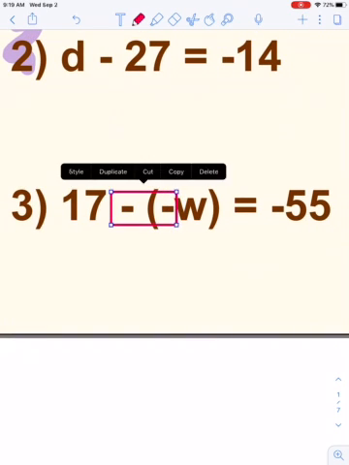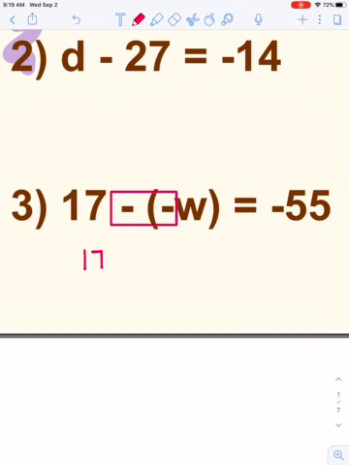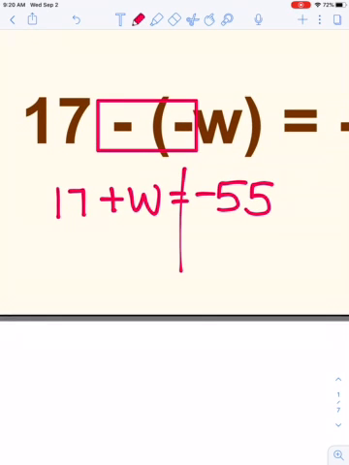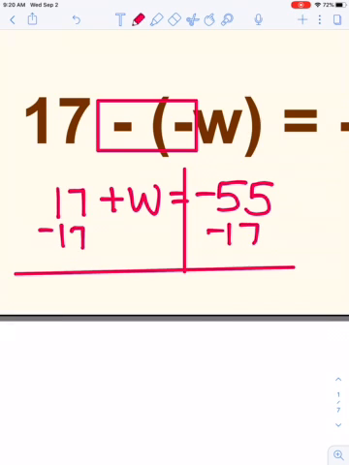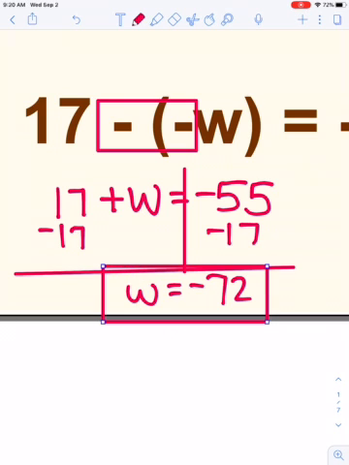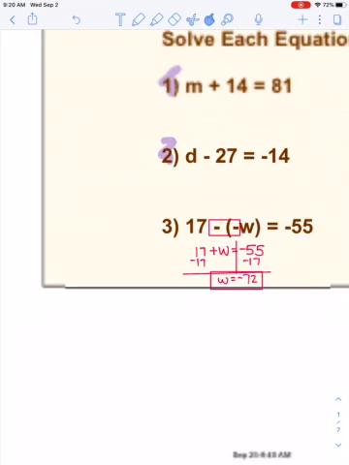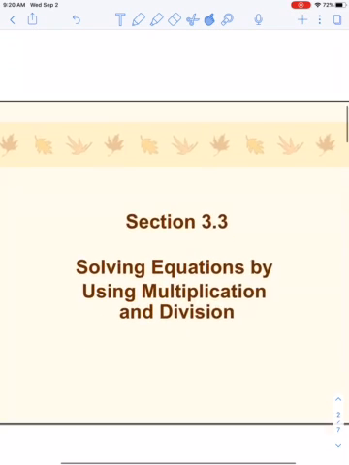Remember, we learned that if there are 2 signs in a row, we need to start by simplifying that. Before we do anything else and worry about solving it, we need to get rid of those 2 signs in a row. So 17, 2 negatives gives you a positive, so we're doing plus W equals negative 55. Now you have W that's being added to 17, so you're just going to subtract 17 from both sides, which leaves you with a positive W equals negative 72. And that's it. Okay? But just be careful with those 2 signs. You always have to rewrite it before you can move on to anything else.